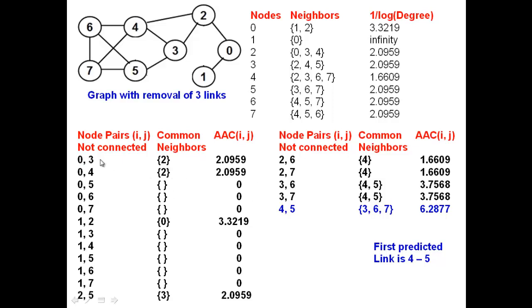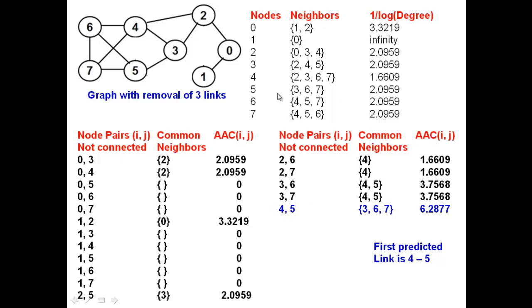So for 0 and 3, we have 1, 2 as neighbors of 0. For 3, it is 2, 4, 5. So 1 is not here in 2, 4, 5, but 2 is. So there's only one common neighbor, which is 2. 0, 4: you have 1, 2 and 2, 3, 6, 7, so 2 is the common neighbor. 0, 5: it is 1, 2 with 3, 6, 7, so no common neighbor. 0, 6: 1, 2 with 4, 5, 7, so no common neighbor, and so on.